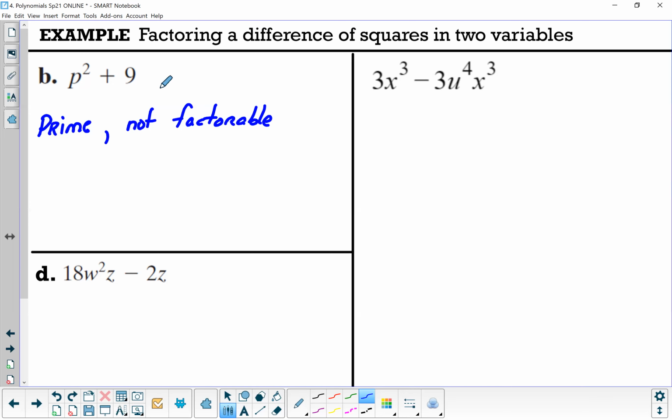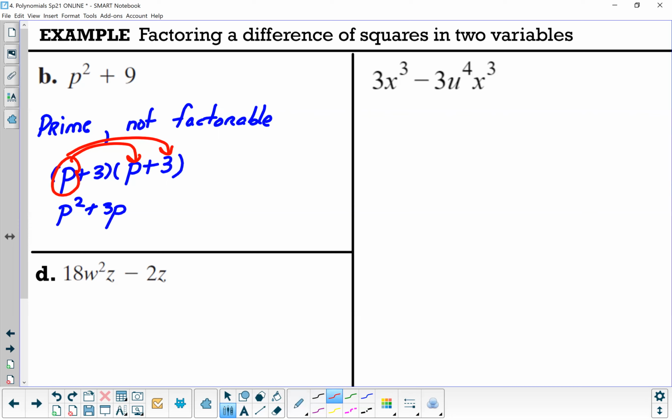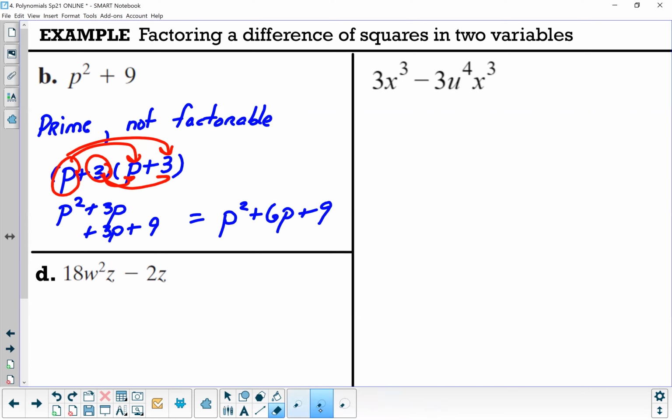Okay, now you might be thinking, well, why can't I do P plus 3 times P plus 3? Well, go ahead and multiply that out. You distribute the P to the P plus 3, and that gives you P squared plus 3P. And you distribute the 3 to the P and the plus 3. That gives you plus 3P plus 9. And when you simplify that, you get P squared plus 6P plus 9, which is obviously not what we're trying to get. So that doesn't work.